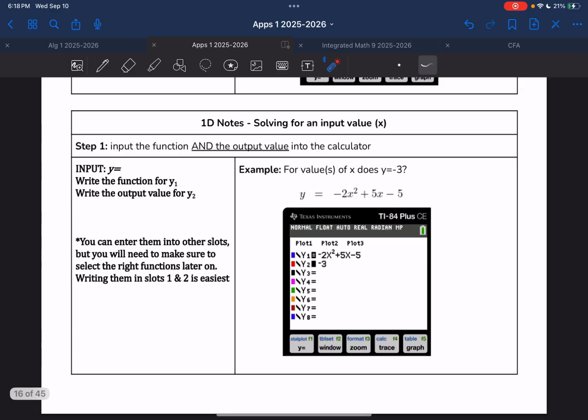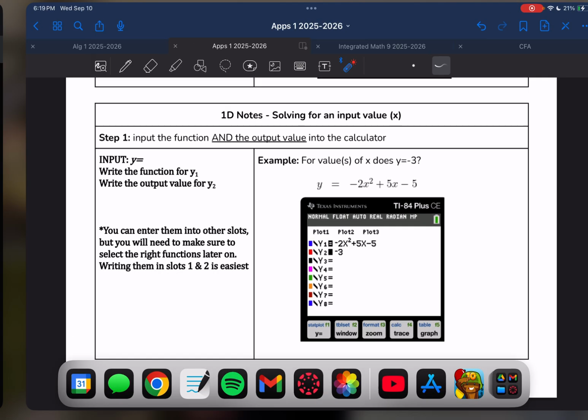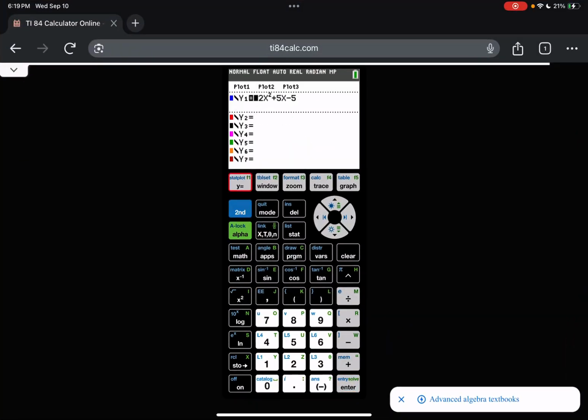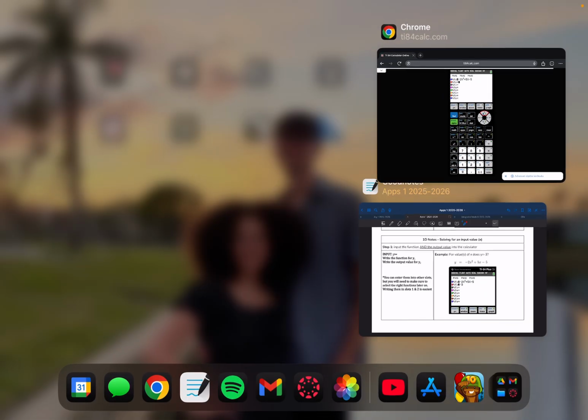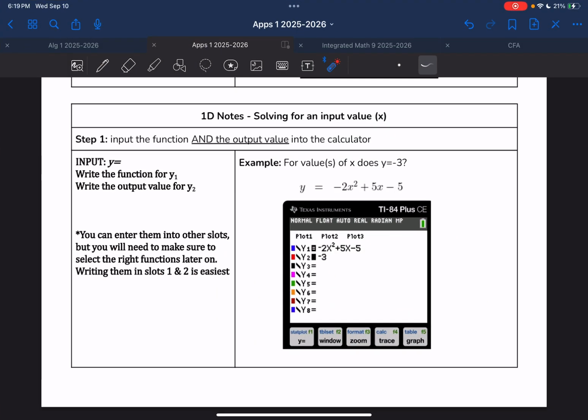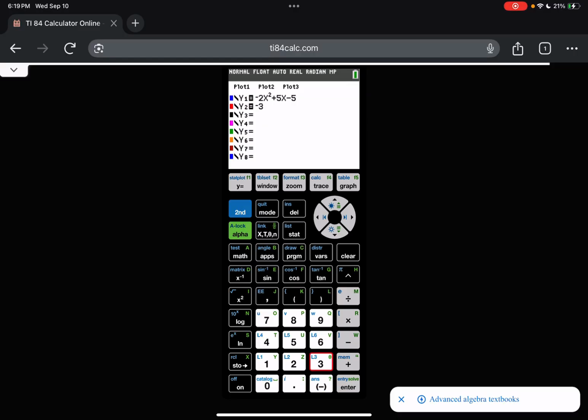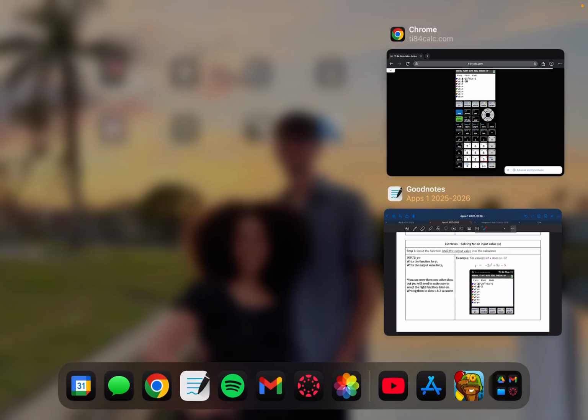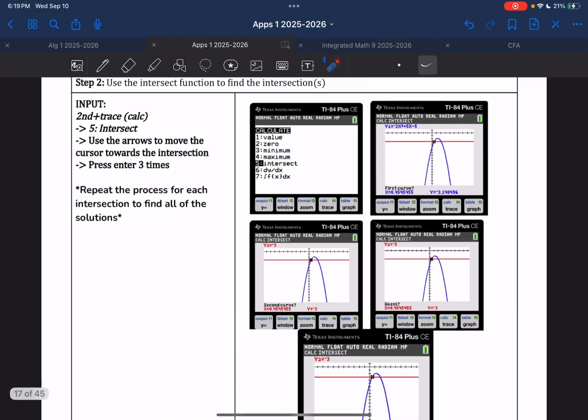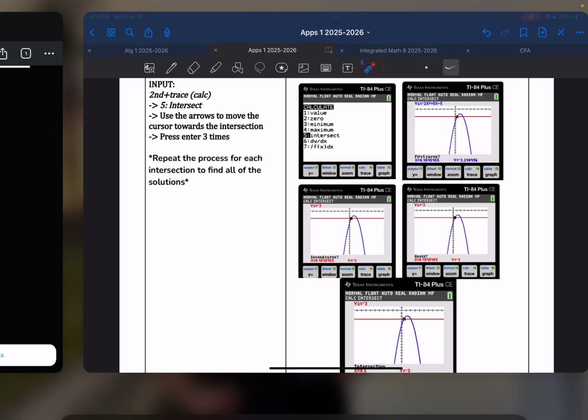Okay? But what if we want to go the other way? What if we're given an output and we want to solve for the input? Well, then we want to put the function and the output value in our y equals. So I see I have the function still there. If we're looking for what input leads to an output of negative 3, we want to put negative 3 there.